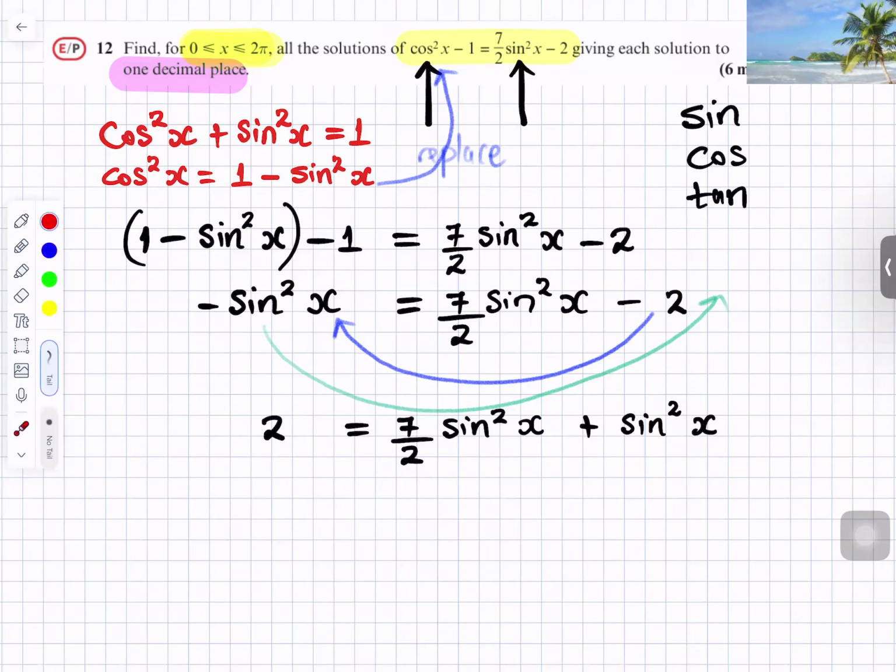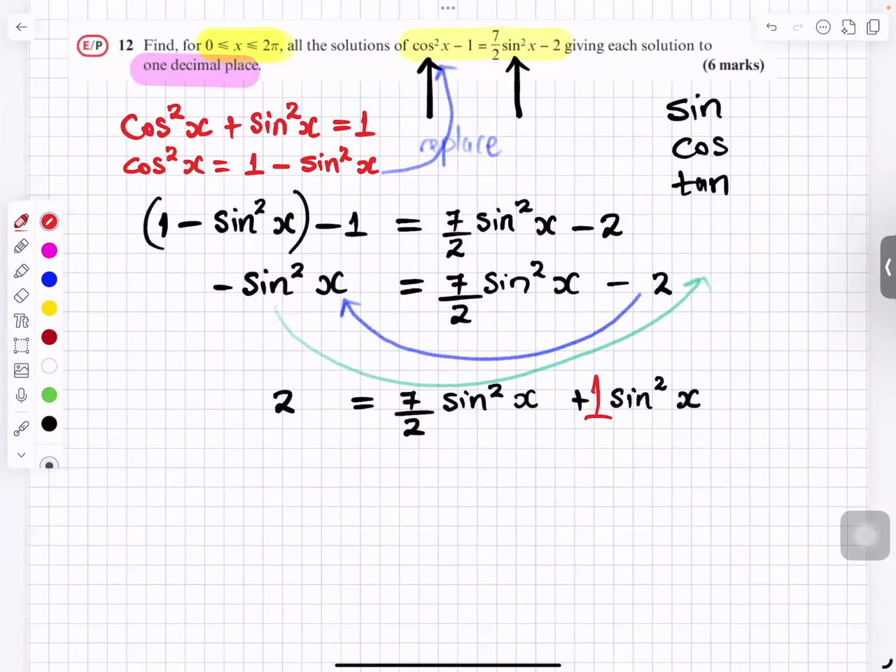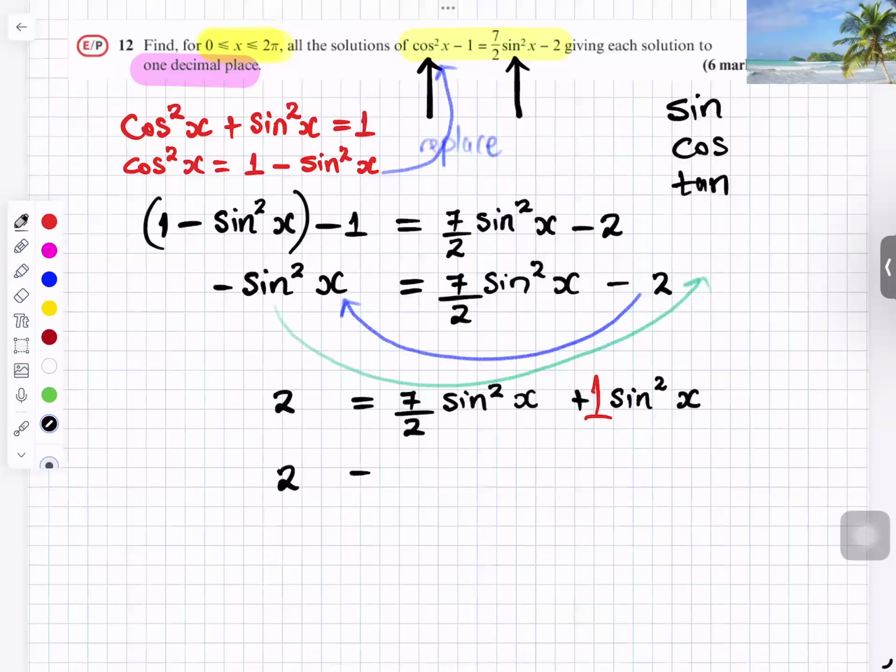Now, the way you add this, 7/2 sin² plus sin², think of it as (7/2 + 1) sin². What's 7/2 plus 1? You can put it in your calculator. 9/2. So 2 equals 9/2 sin²x.